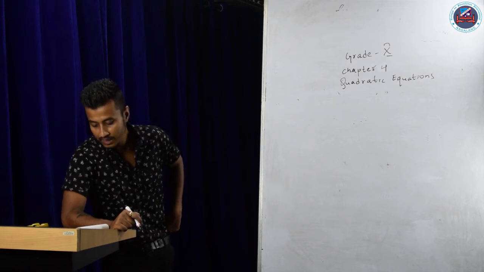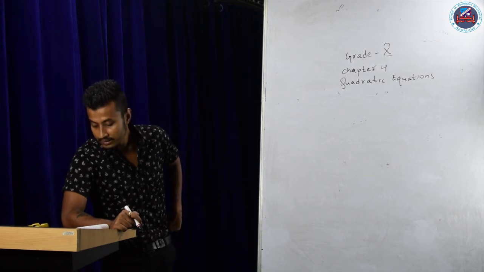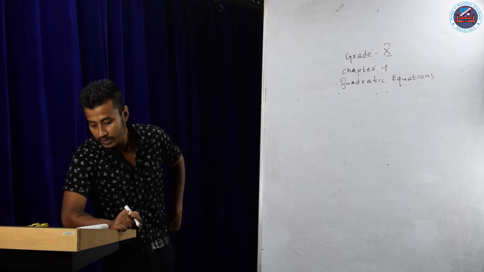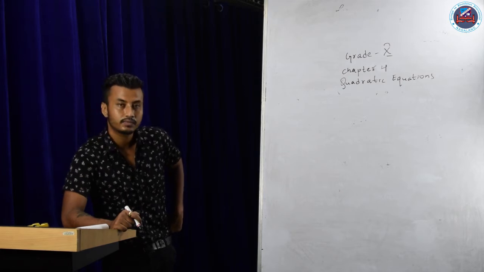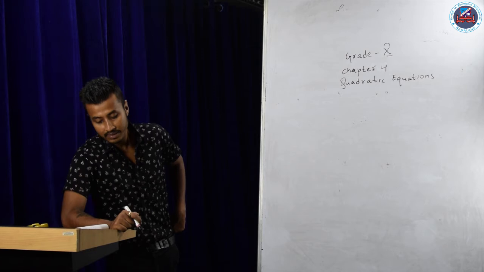Question number 1. The area of a rectangular plot is 528 meters square. The length of the plot is 1 more than twice its breadth. We need to find the length and breadth of the plot. Now guys, how will I do it? Please go through the question again.